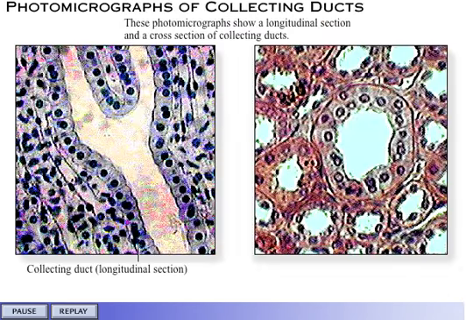These photomicrographs show a longitudinal section and a cross-section of collecting ducts. Notice that the ducts are composed of cuboidal cells. Also notice that the lumen of the collecting duct, shown in cross-section, is much larger than the lumens of the adjacent thick ascending tubules. This reflects the volume of fluid the collecting ducts contain, as they gather the fluid from many nephrons. The longitudinal section here shows two ducts joining to form a larger duct.